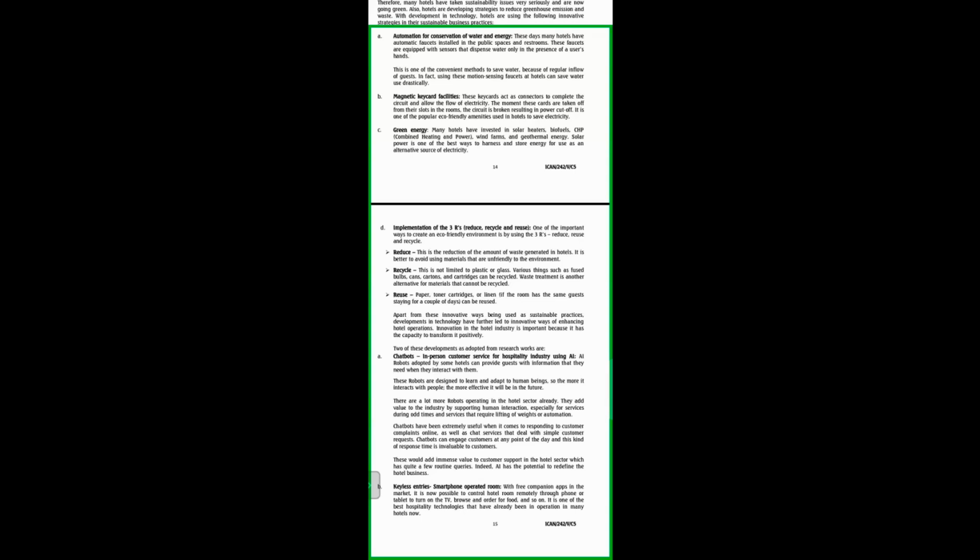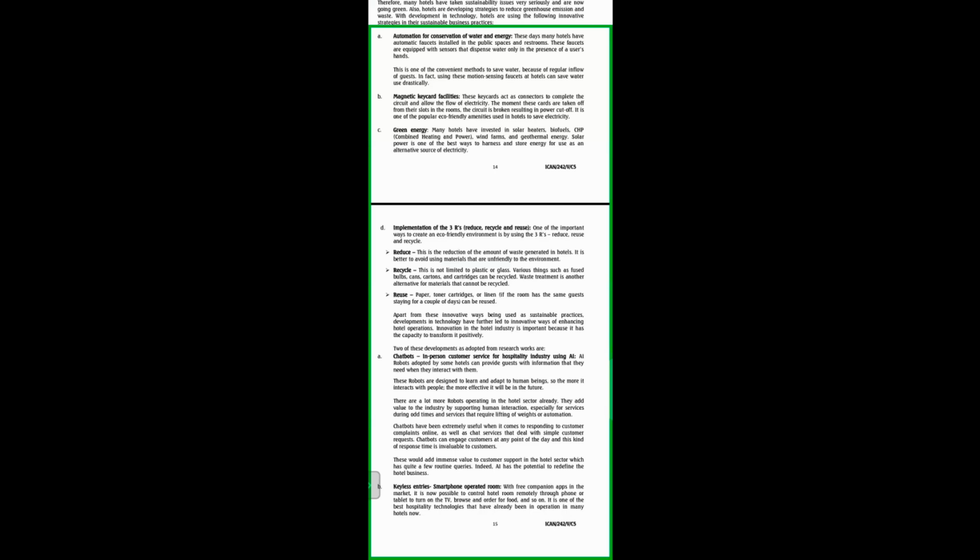Recycle: this is not limited to plastic or glass. Various things such as fused bulbs, cans, cartons, and cartridges can be recycled. Waste treatment is another alternative for materials that cannot be recycled. Reuse: paper, toner cartridges, or linen, if the room has the same guest staying for a couple of days, can be reused.